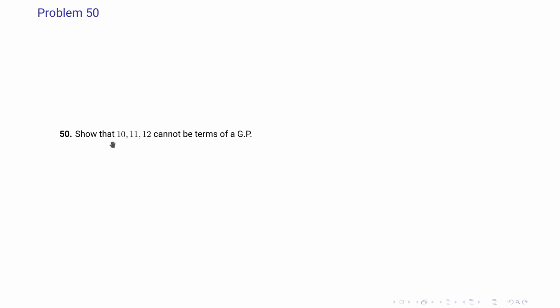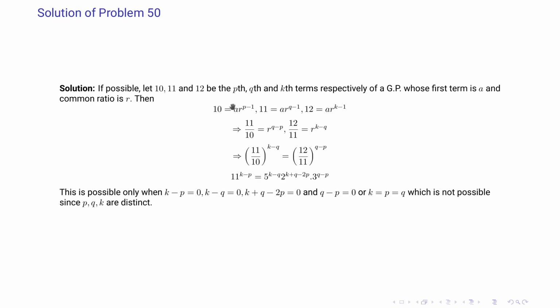Problem 50 says that show that 10, 11, 12 cannot be terms of a GP. So proceeding like the previous problem, we take them in the form of prime factors. So we arrive at the result 11 to the power k minus p is equal to 5 to the power k minus q, 2 to the power k plus q minus 2p, 3 to the power q minus p.